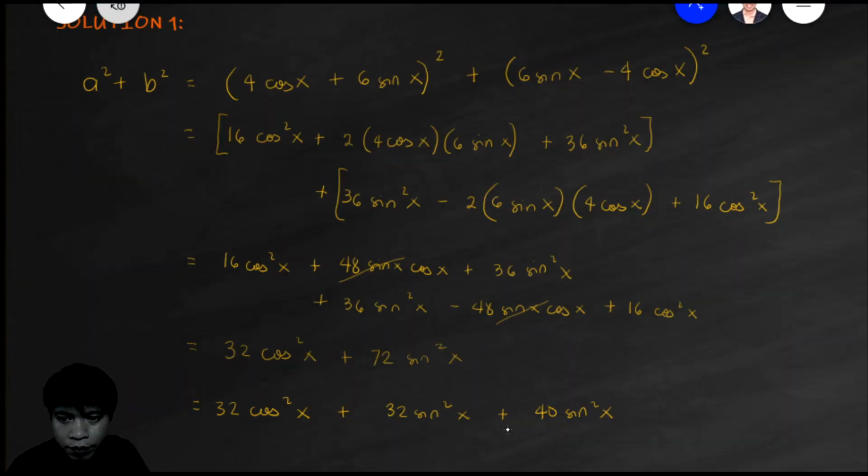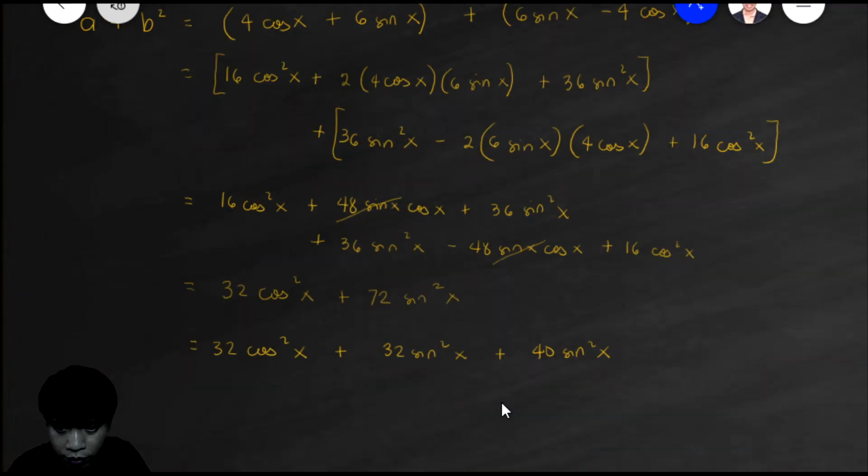Okay, so pwede natin siyang isulat guys as this. So 32 cosine squared x, tapos yung 72 ay hiwalay natin siya into dalawa, yung 32 at saka 40 kasi pag inadd natin to magiging 72. Okay? So again guys, ginawa natin to, galing lang siya dito sa 72. Kailangan natin siya para maging pareho silang 32. Di ba nga kasi meron tayong identity na cosine squared x plus sine squared x equals to 1.